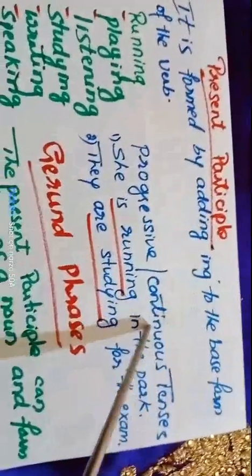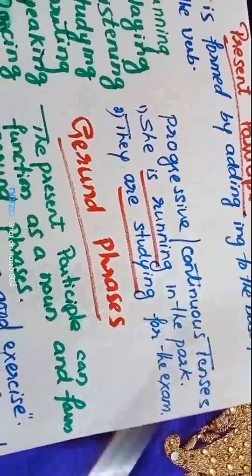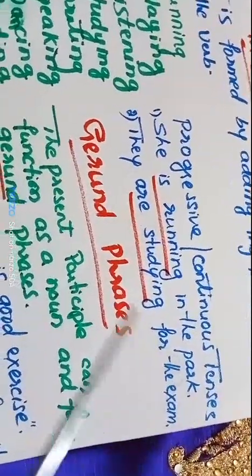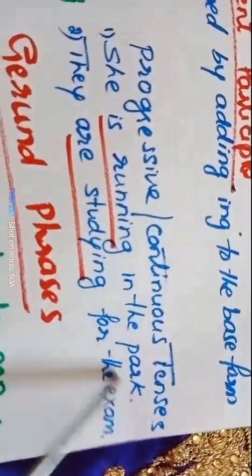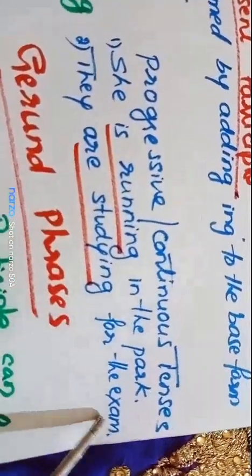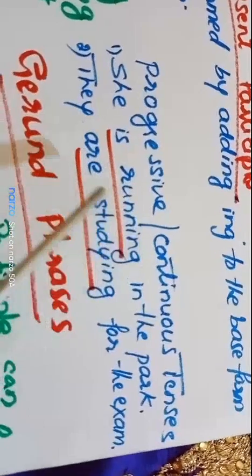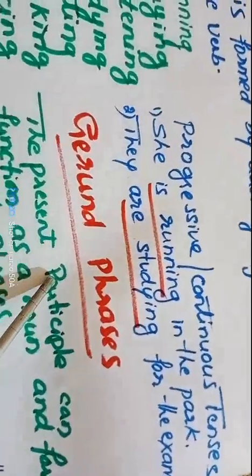The present participle can be used in various grammatical constructions. In progressive or continuous tenses: she is running in the park. They are studying for the exam. See the verbs running and studying.